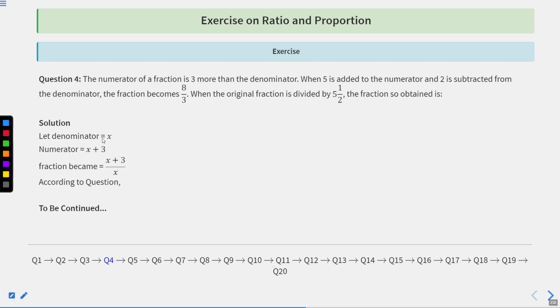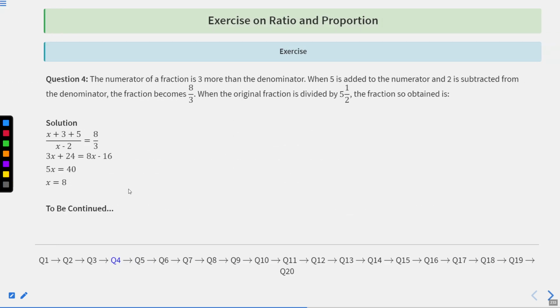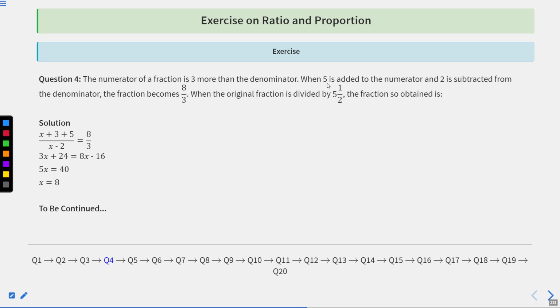So let the denominator be x and the numerator be x plus 3. So the fraction becomes (x plus 3)/x. According to the question, when 5 is added to the numerator and 2 is subtracted from the denominator, the fraction becomes 8/3. So that means (x plus 3 plus 5)/(x minus 2) is equal to 8/3. This is given in the question.